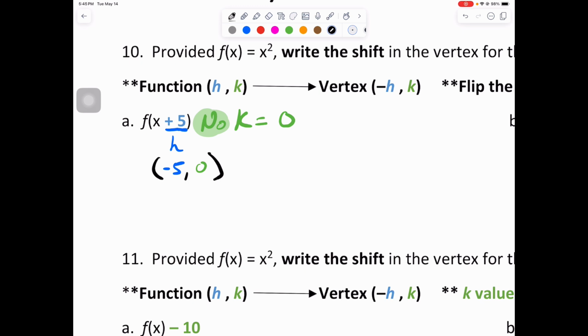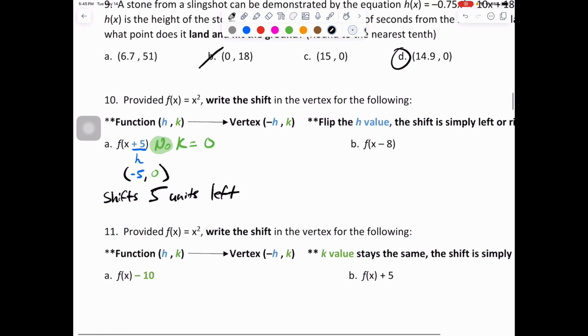So it's negative 5 and 0. Looking at our graph, we're hopping in which direction? To the left 5, because the negative 5 in the x spot tells us whether we're going right or left. Positive, it goes right. Negative, it goes left. So it shifts 5 units left. All right, now go ahead and pause the video. I want you to try B independently.